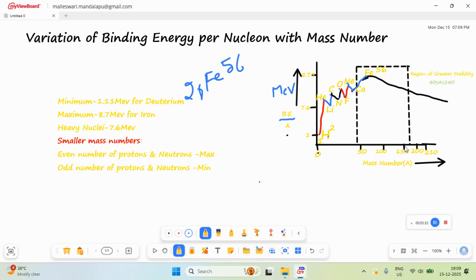So here, in the region of mass number 40 to 180, binding energy is greater, and the nuclei are more stable. So let us observe this graph carefully to answer many questions. Iron has maximum binding energy per nucleon.